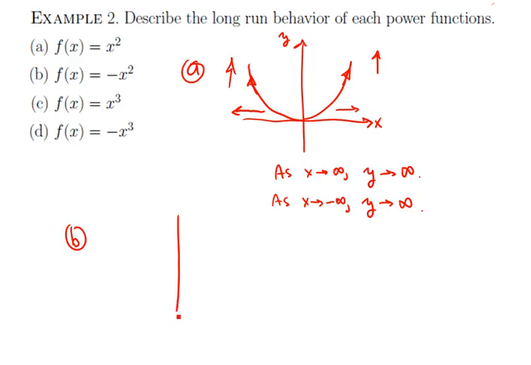So how does that change if we look at y equals negative x squared? The graph has the same form. It's now been vertically reflected to open down. So that's y equals negative x squared. Let's write its end behavior.